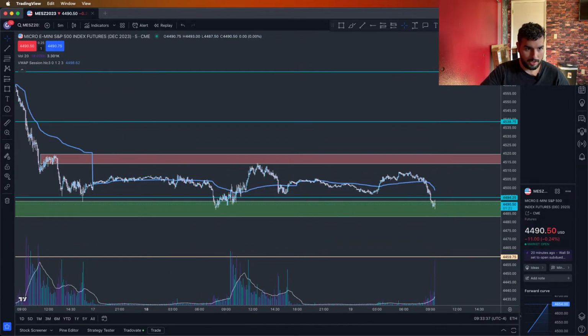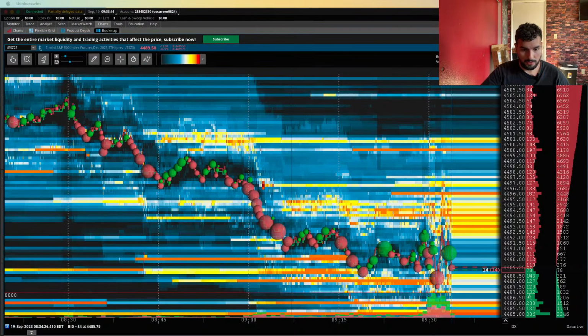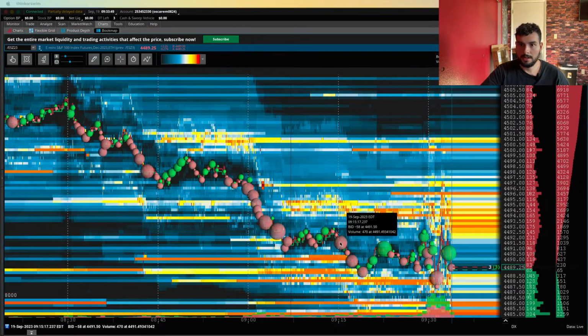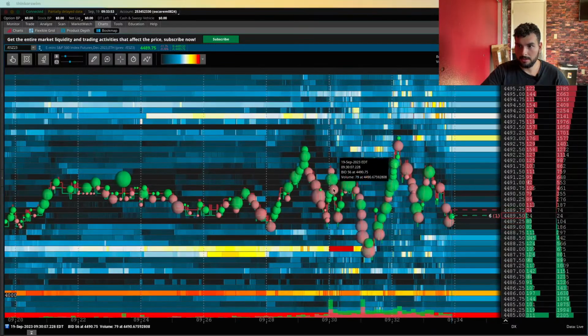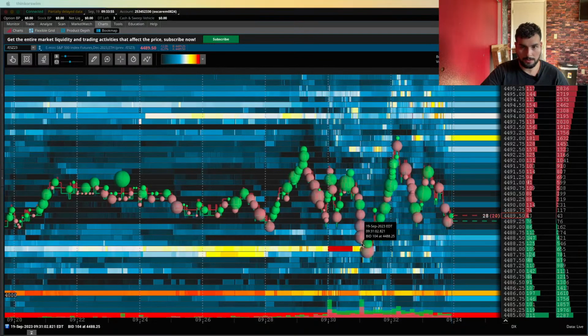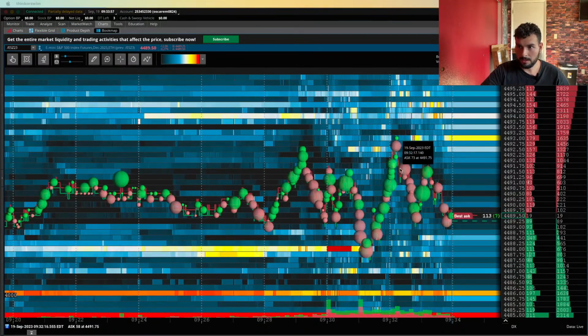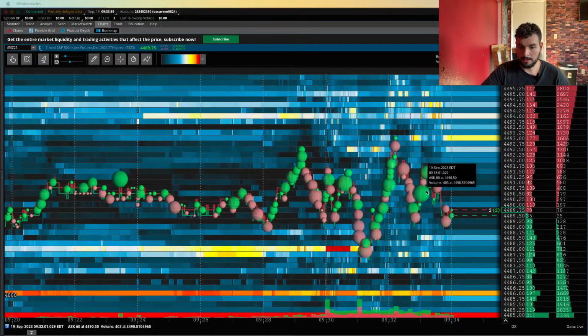Let me go ahead and show you guys the Bookmap. Not much action so far. You guys can see we opened at 9:30. We're just having some chop right now. We moved down, moved right back up. Now we're back down here.